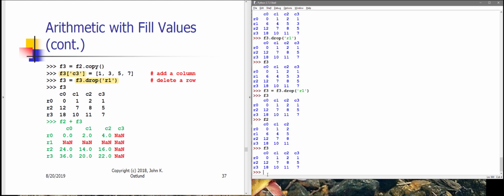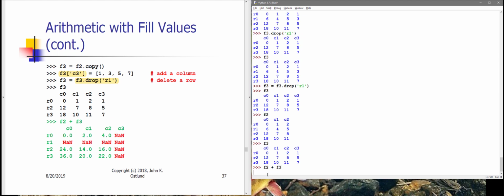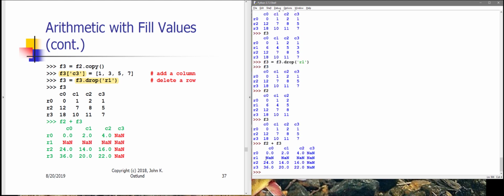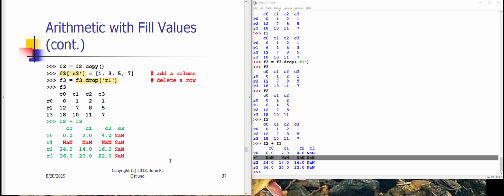And although there is overlap among the row labels and the column labels, there are also differences in both. So now if I say F2 plus F3, well, there is no row R1 in F3, so that whole row gets filled in with not-a-numbers. There is no column C3 in F2, so that whole column gets filled in with not-a-numbers. Otherwise, I do get the correct sums for the values where the row labels and the column labels exist in both.